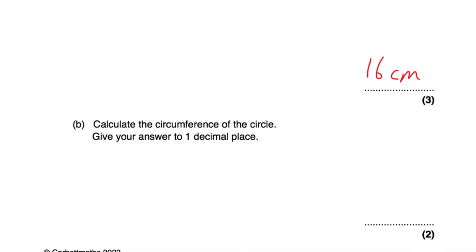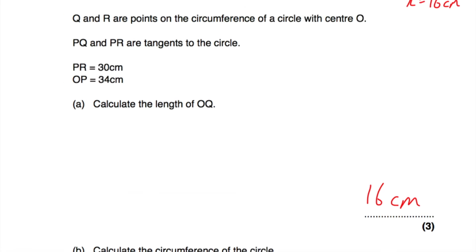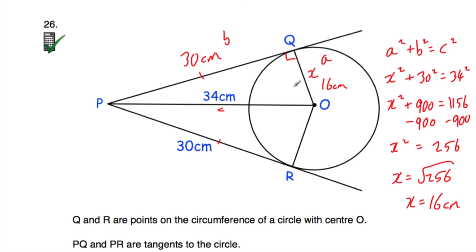Okay, and part B. Part B says to calculate the circumference of the circle. So circumference is pi times diameter. So the circumference is equal to pi times diameter. That will give us the circumference of the circle. Now, if we have a look, we've just worked out the radius. The radius is 16 centimetres. Now, the diameter, the whole way across the circle, will be double the radius. So that means the diameter is equal to 32 centimetres.